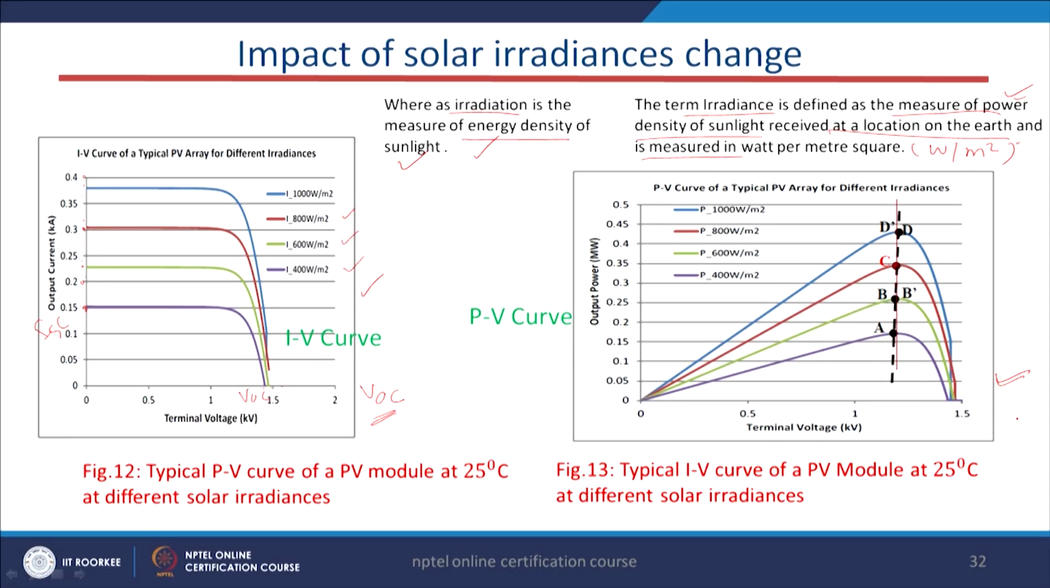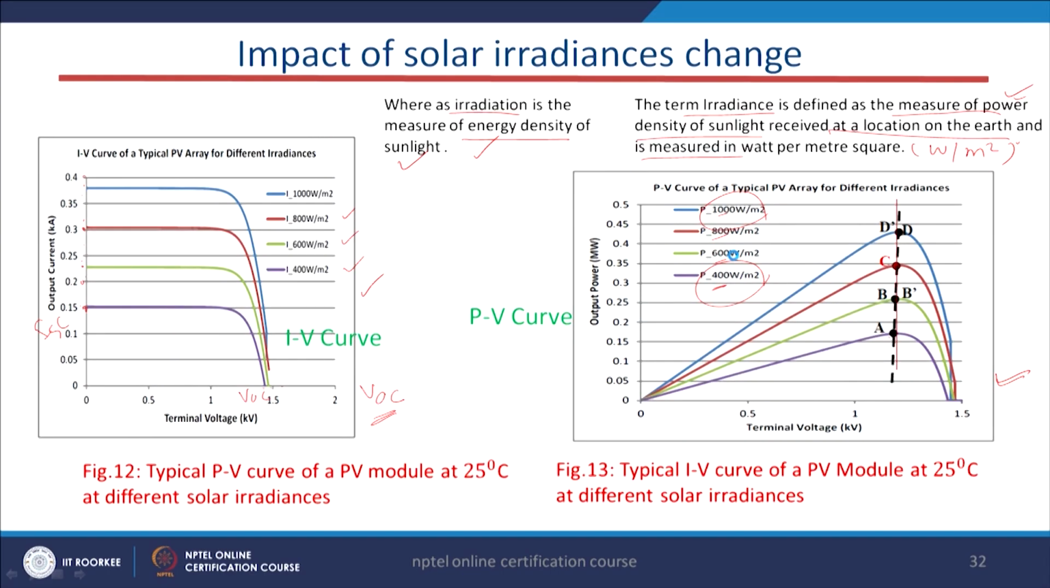Now, coming to the PV characteristic, here you see that if the irradiance increases, that is from 400, 600, 800 to 1000 watt per meter square, then the corresponding maximum power point also will increase. In the first case it was in A position, this is B position, C, then D position. That means the power we get at 400 watt per meter square, we will get more power at 1000 watt per meter square.